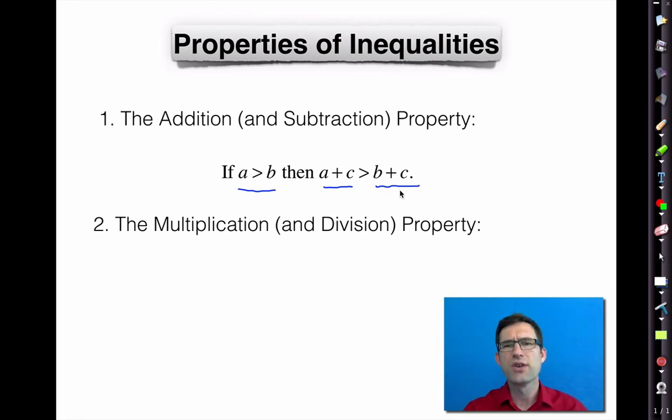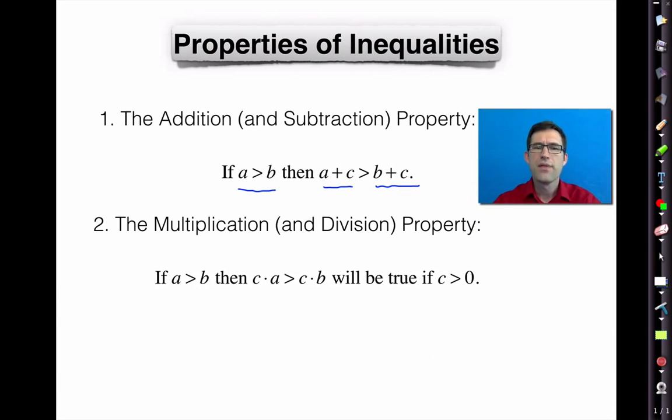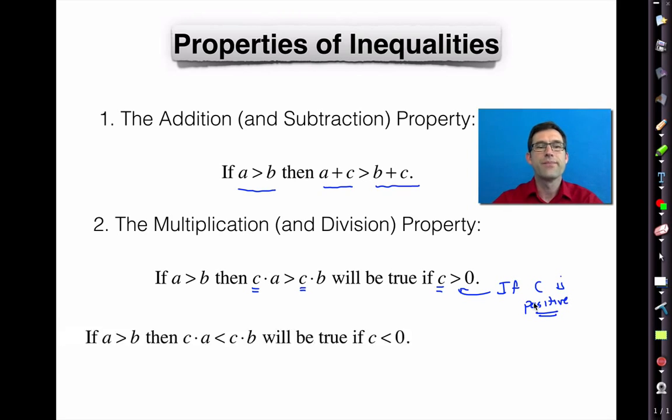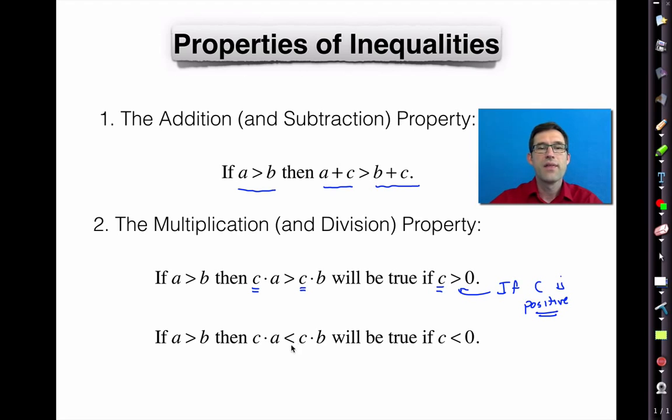But the multiplication and division, that's a little bit worse. So, if A is greater than B, then C times A will be greater than C times B if what we're multiplying by, right, we're multiplying by C on both sides, is positive. So if C is positive, we're all good, right? Unfortunately, if A is greater than B, then C times A will be less than, look at this, look at how it's greater than here, and how it switches into less than here if C is negative.